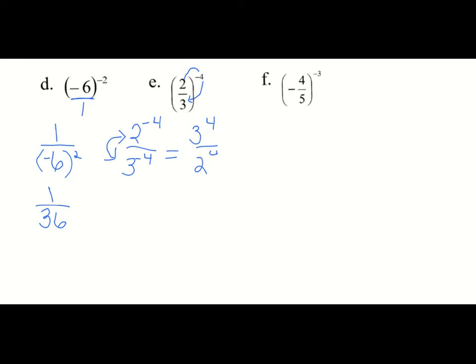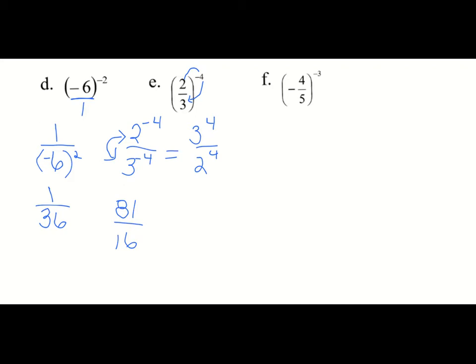And then you can simplify by doing 3 to the 4th power. So 3 times 3 times 3 times 3 is 81. And 2 times 2 times 2 times 2 is 16. And then you want to see if you can simplify that fraction, but we can't simplify it. So we're done there. We're all done.